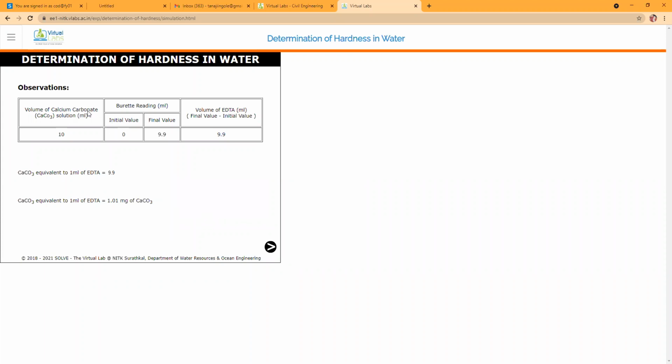Observation: volume of calcium carbonate CaCO3 solution in ml is 10. Burette reading in ml: initial value 0, final value 9.9. Volume of EDTA in ml is final value minus initial value, and the reading is 9.9. Calcium carbonate equivalent to 1 ml of EDTA is equal to 1.01 milligram of calcium carbonate.